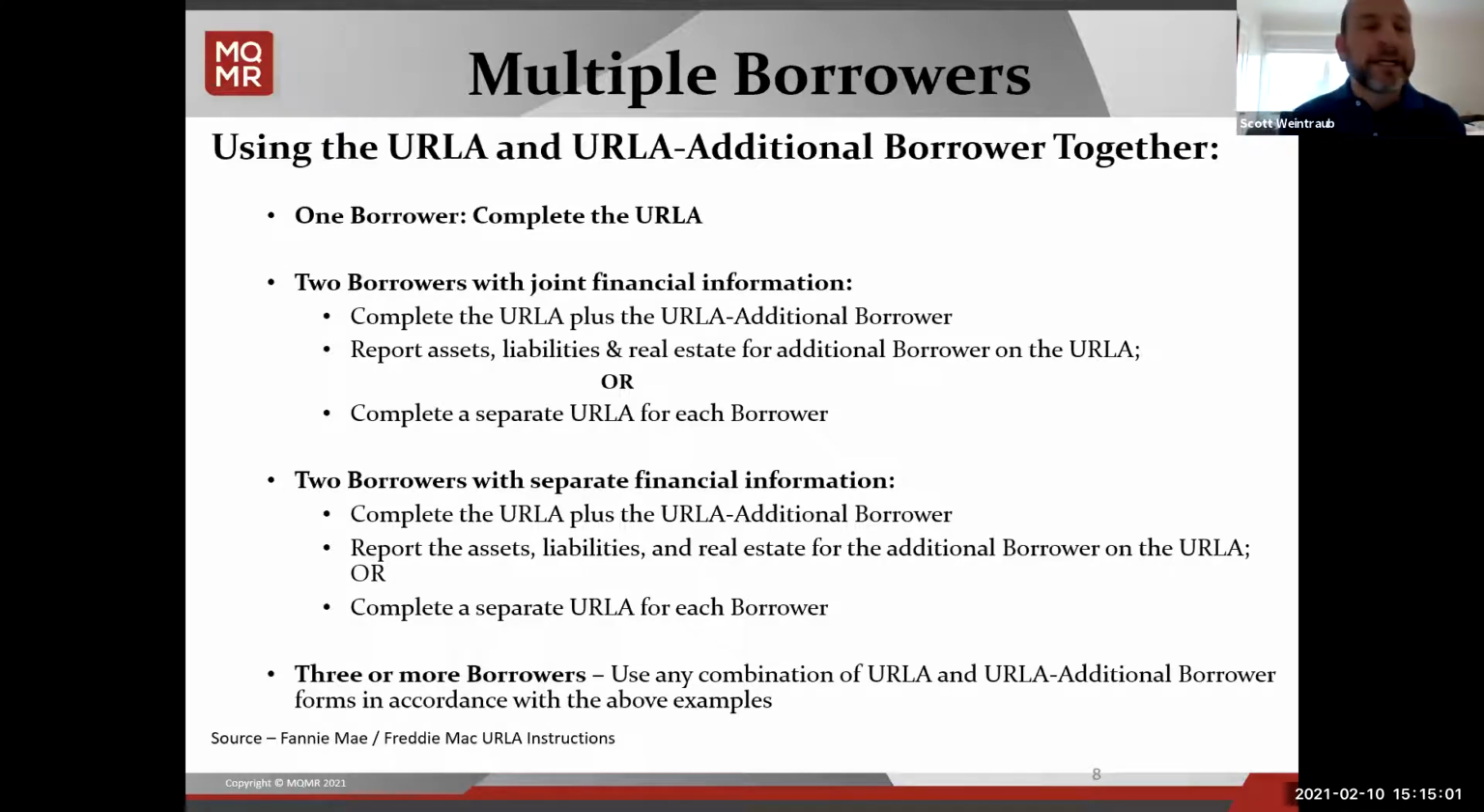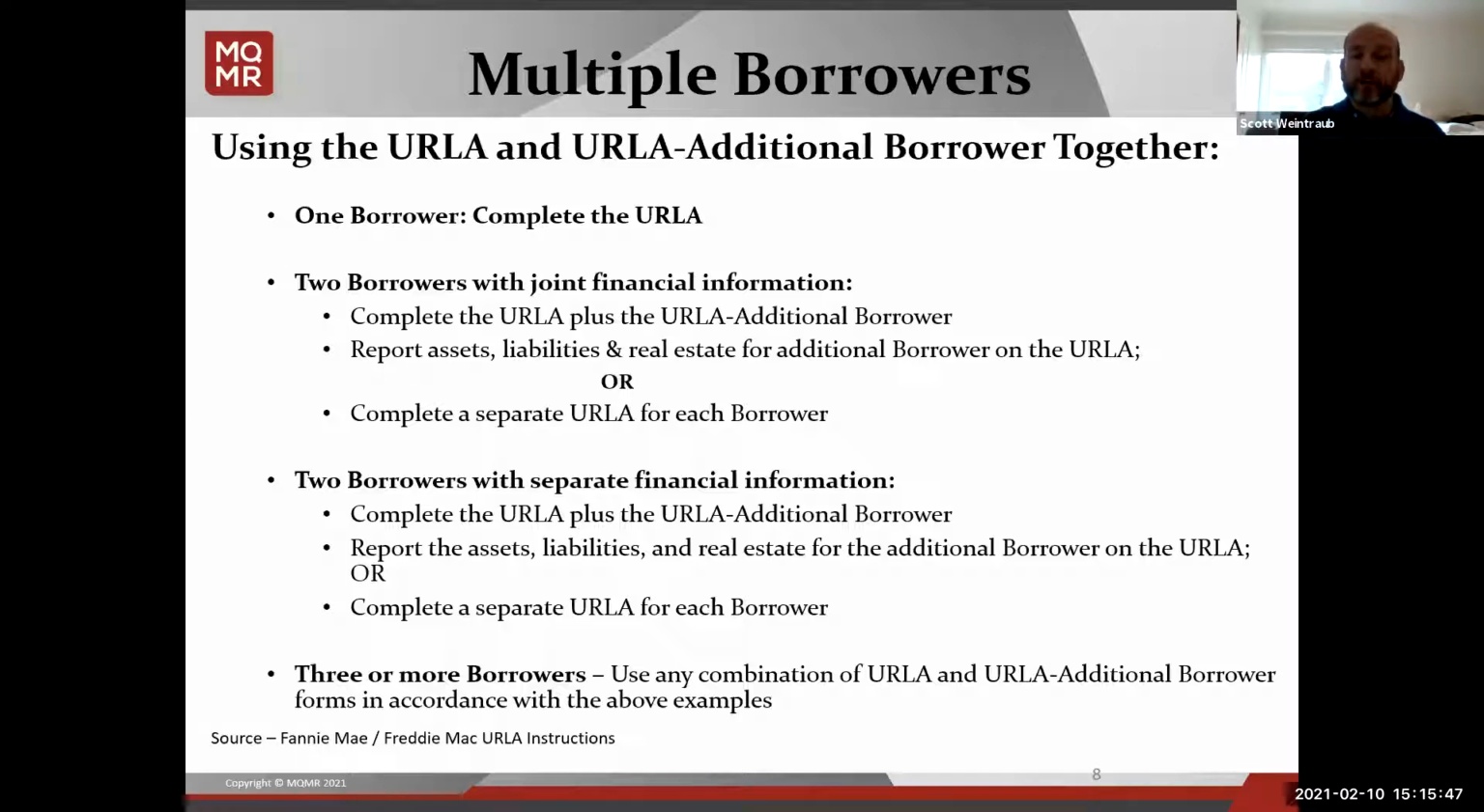As far as how the information is reported, the assets, the liabilities, maybe other real estate owned for the additional borrower, that can either be filled out on the original URLA, or there can be a separate one filled out for each borrower, and they can provide all the information. If there are two borrowers and they're using separate financial information, it starts out the same. The primary borrower would fill out the URLA, and then there would be the additional borrower form that the second borrower would complete. Again, same rules: you can report the assets or liabilities on the additional borrower form, or there could be a completely separate form for each borrower.